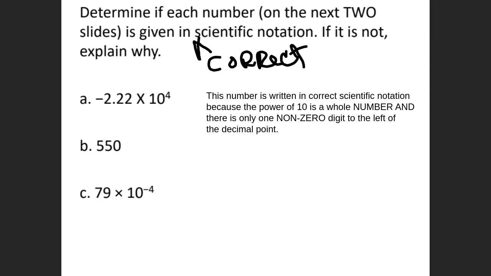It's got to have a whole number for the power of 10. Can't be anything but a whole number. Now, it can be positive, it can be negative, but it's got to be a whole number. And there must be only one non-zero digit. Well, that's 2. This makes this correctly written in scientific notation.